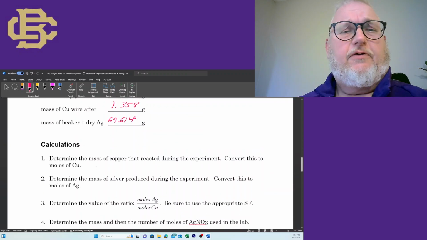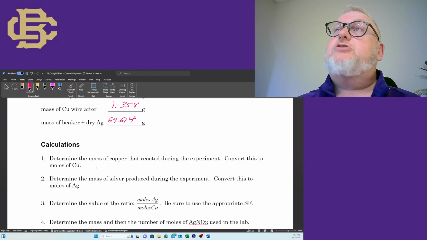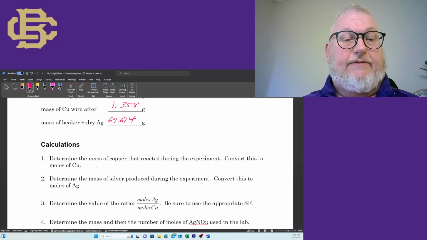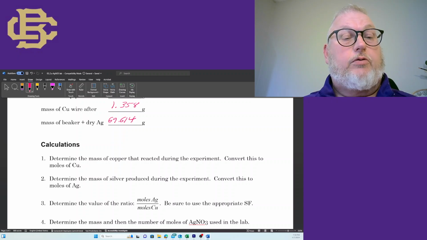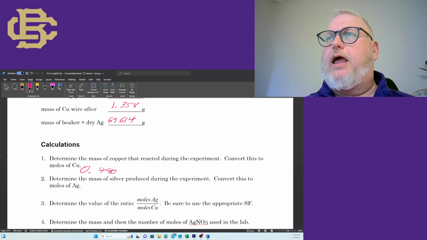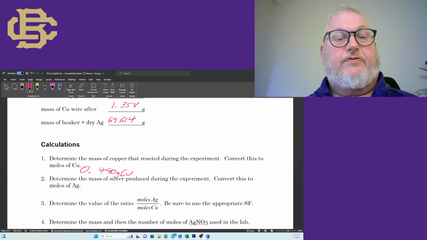So our first problem is to determine the mass of the copper that was reacted. If I subtract my copper wire mass after from the mass when I started, that's the mass of copper used. If I subtract 1.358 from 1.838, what I get is 0.480 grams of copper. Okay, that makes sense. So I lost copper.